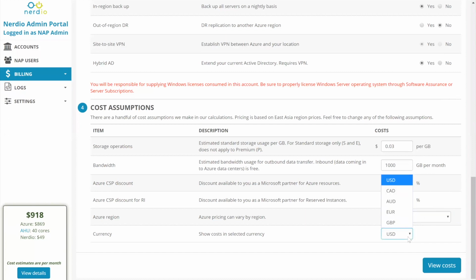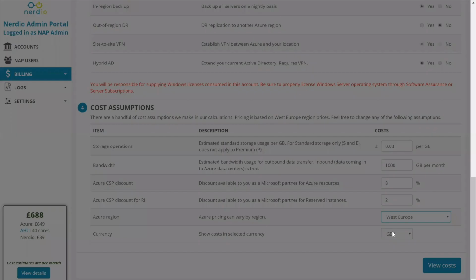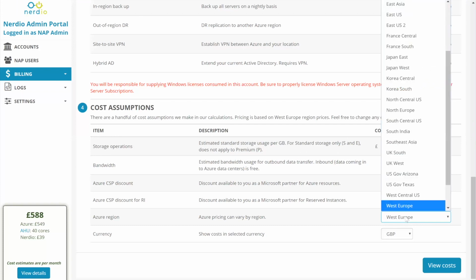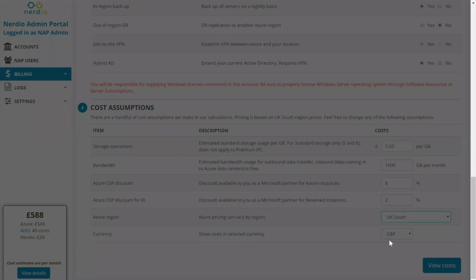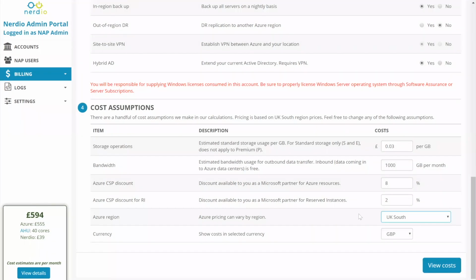And then finally, we also have support for various currencies for our international partners. So if you want to do this in Europe and you wanted to see the price, there's a UK region in British pounds, it would convert that for you. Now, it's not based on any particular exchange rate. It's actually based on the published price of resources in the UK in British pounds.